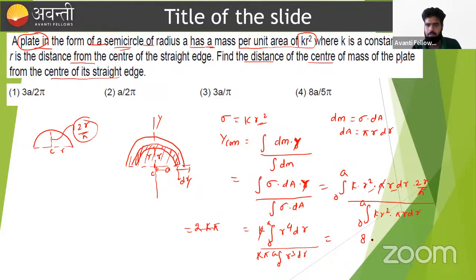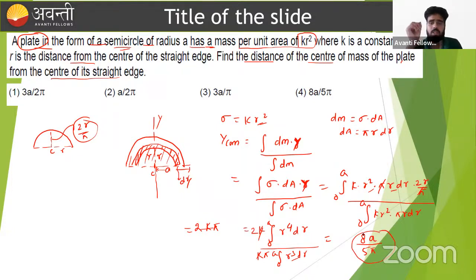We can say that this will equal to, here 2 is also present, we have to put 2 here. Integration of r cube dr, that is r raised to power 4 upon 4. If we put the value 0 to a, this will become a. What is the integration of r raised to power 4? R raised to power 5 upon 5. So this will equal to 5. 1 pi is remaining here, that is 8a upon 5 pi.